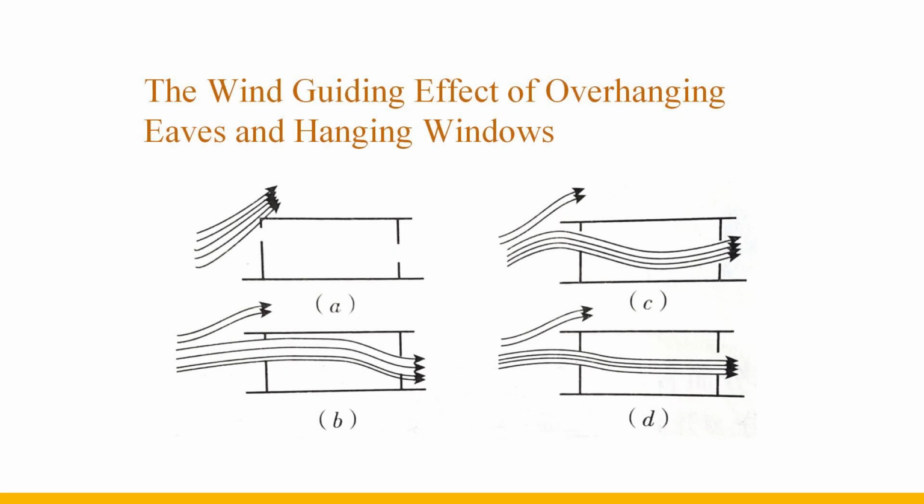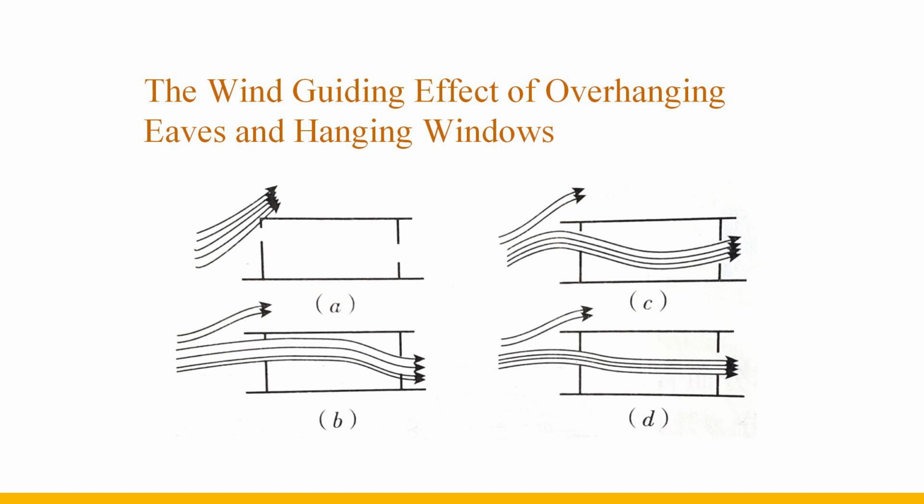This picture reflects the wind-guiding effect of overhangs and hanging windows. In picture D, the window position is lower and the ventilation effect is good. In picture A, the overhang of the cornice is too small and the position of the window is higher, which affects the airflow in the room.